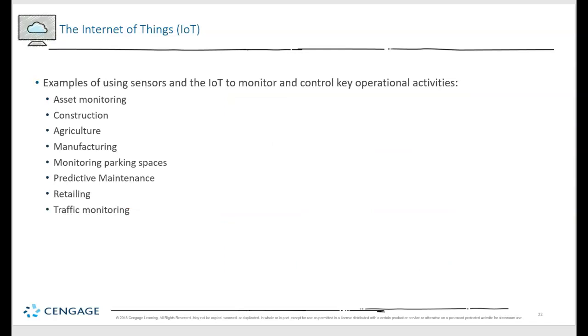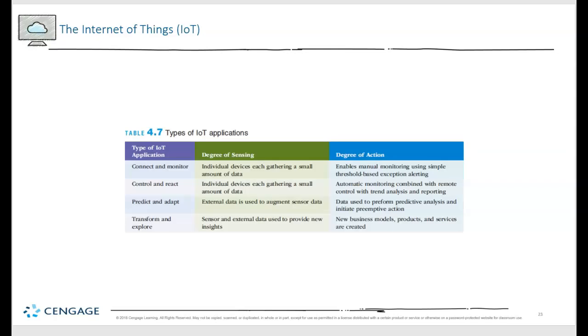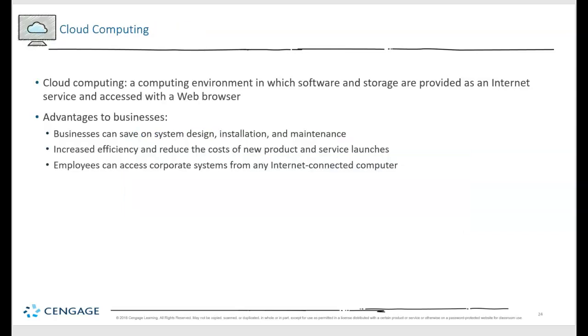Some of the examples of companies that are using Internet of Things, anywhere from asset monitoring all the way down to traffic monitoring. So there are different types of applications. Some just connect and monitor, some control and react, some predict and react, and then some actually try to transform and explore information. The next big topic is cloud computing. Now, in my opinion, cloud computing has been around a long time.